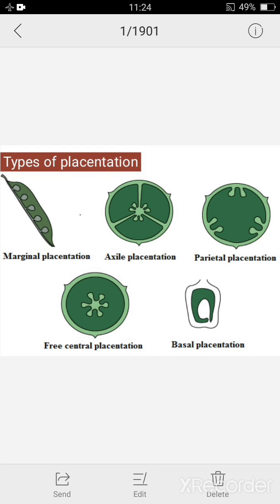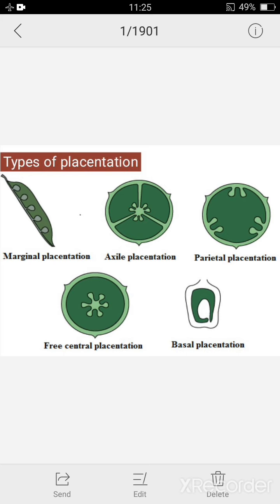Next, coming to the fourth one, free central placentation. This is a very interesting and important placentation. Let us see the diagram on the screen. Free central placentation: when the ovules are borne on the central axis and septa are absent. So here students, septa is nothing but the plural, septum is singular. So septa are absent in the ovary. So we can't see partitions or chambers in the ovary. Make sure this point is clear.